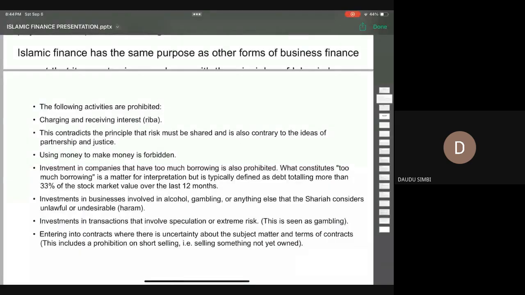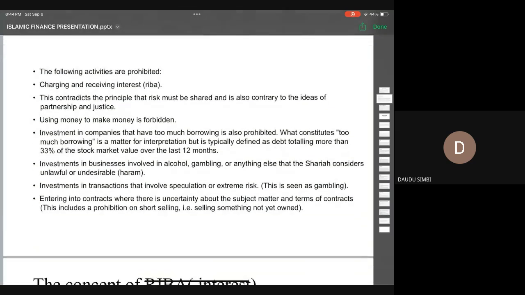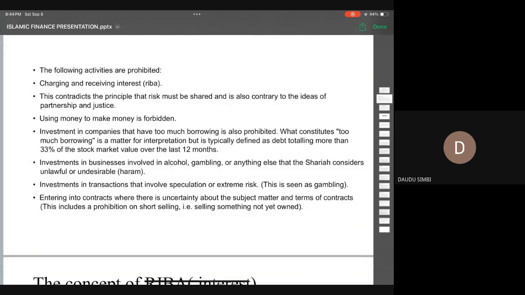Okay, thank you. The following activities are prohibited in Islam. There's this thing called Sharia law, just like how we have customary law. Sharia law guides the dealings of the Muslims. So in any activity that a Muslim wants to do, you have to conduct it in line with the Sharia law.